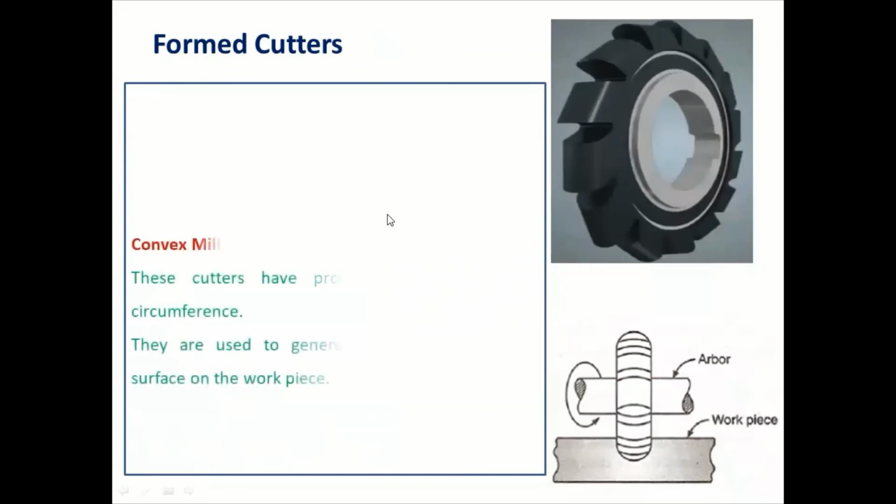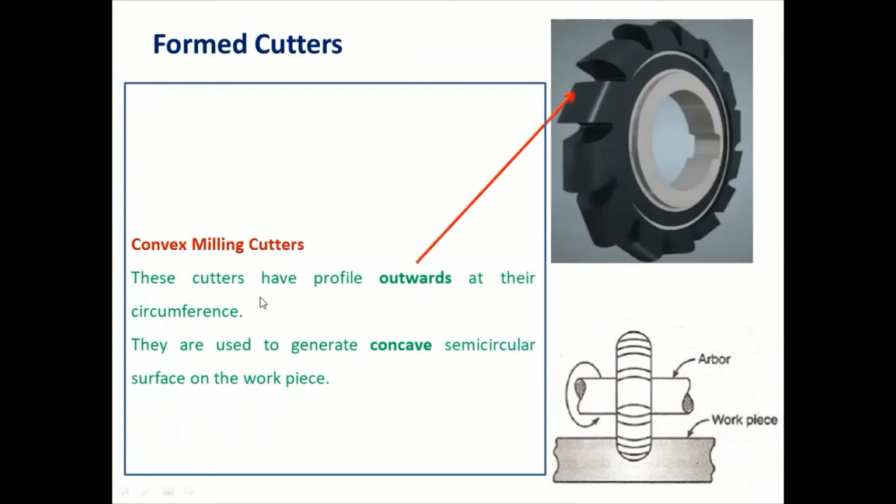So first we'll see the convex milling cutter. These cutters have a profile outward at their circumference. You can see in this diagram there is an outward profile. Even here, this is also an outward profile, right? And with the help of that, you can generate concave surfaces. Though the name is convex, we are producing the concave surface. Means just a mirror face of that. Opposite to the cutter shape, we are getting the profile on the workpiece. That is the meaning of that.